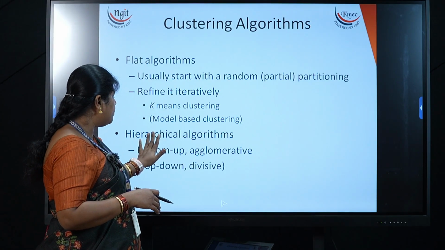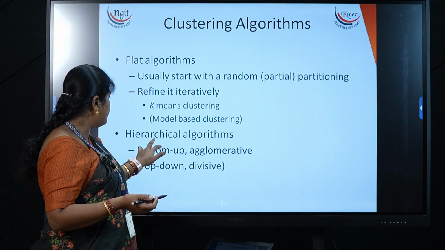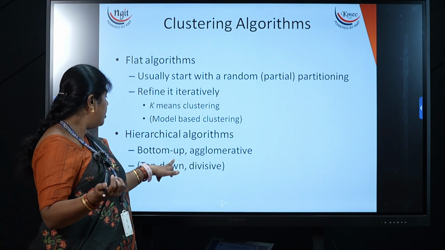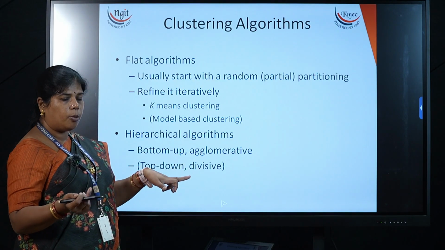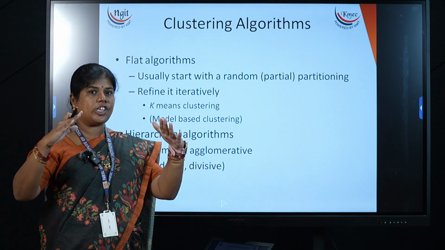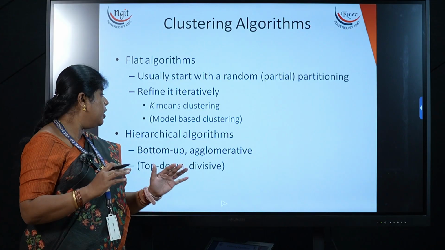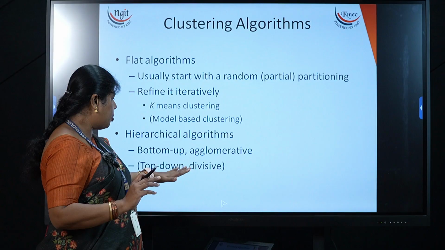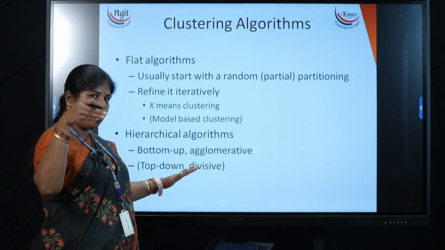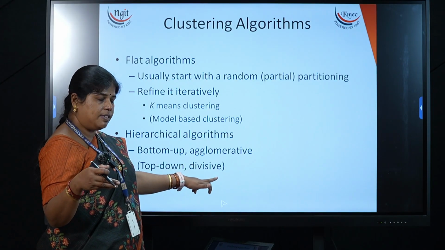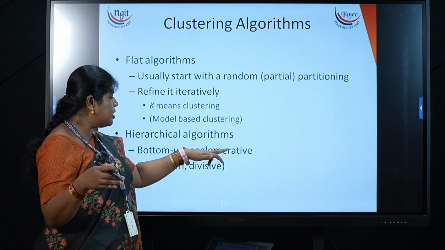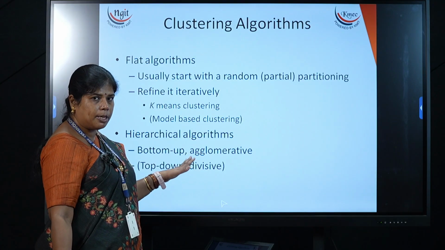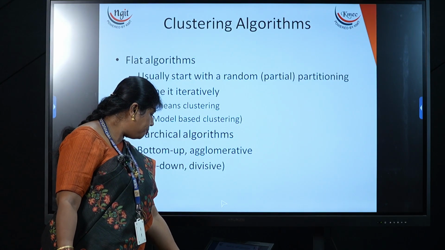The next clustering algorithm type is hierarchical clustering, which again has two types: one is bottom up and the second one is top down. Whatever hierarchical, tree-like structure is formed, in that structure you group together bottom up wise or top down wise. When you go top down, it is known as divisive, and when you go bottom up, it is known as agglomerative clustering.